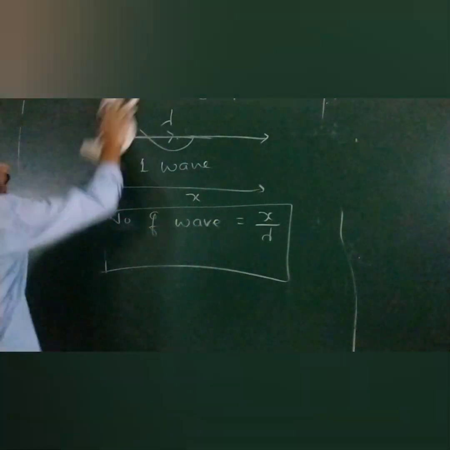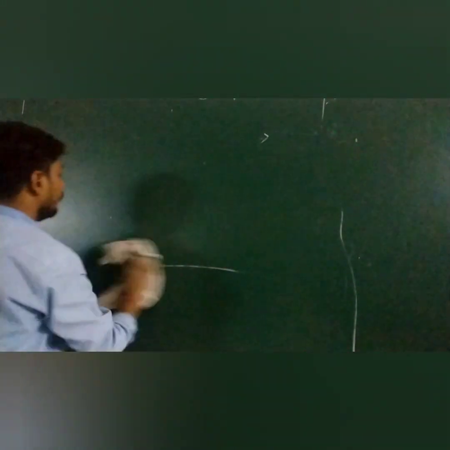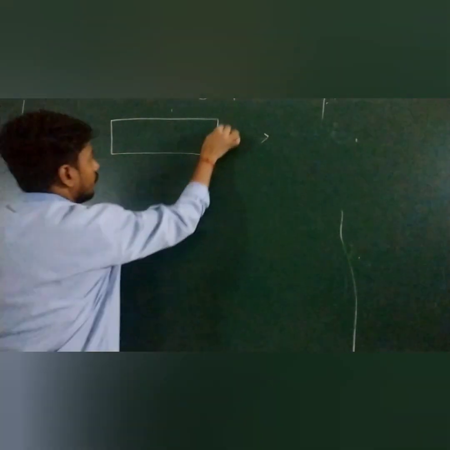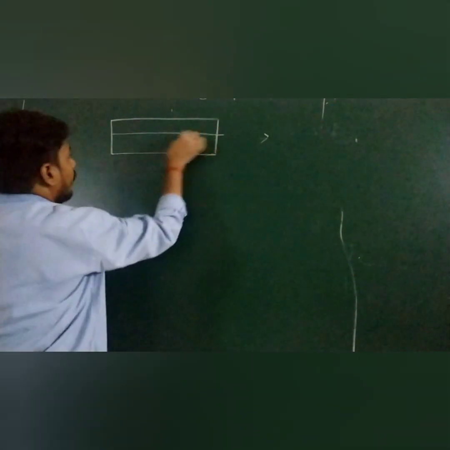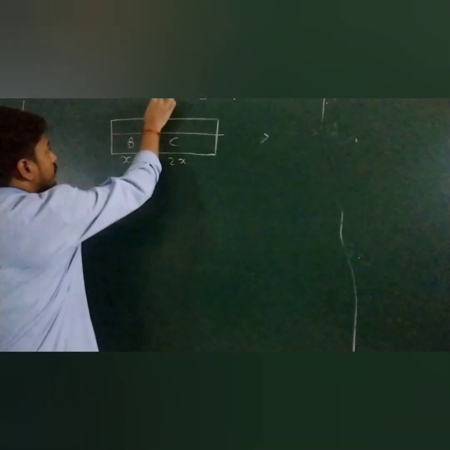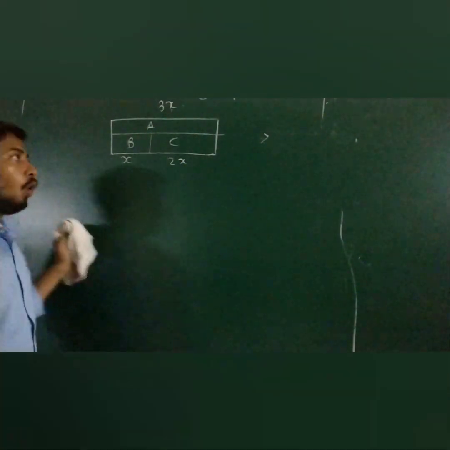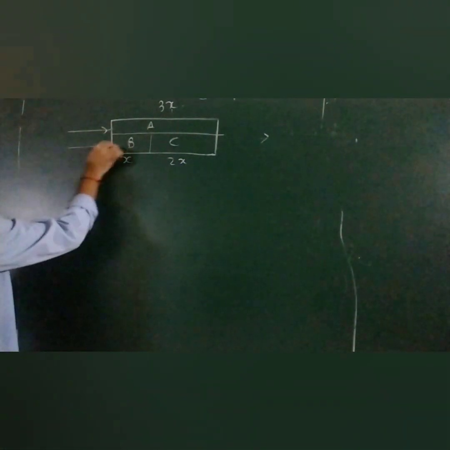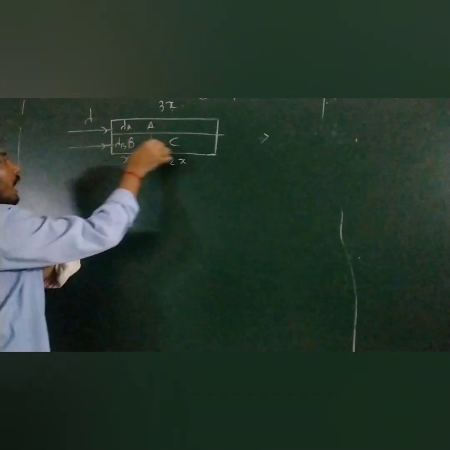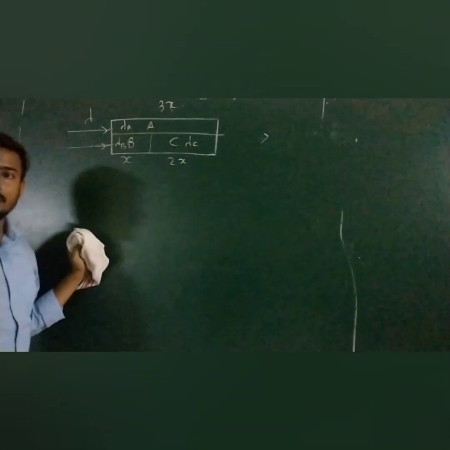Now coming to the question. Again I am making this diagram. This is A, this is B, and this is C. This distance is x, this is 2x, and this is 3x. The same light is coming here. Suppose its wavelength is lambda. Here the wavelength will be lambda A, here lambda B, and here lambda C.